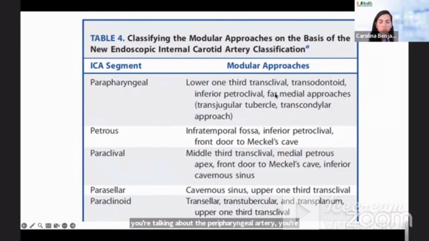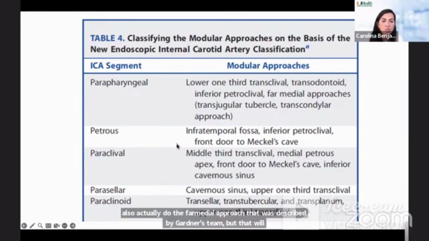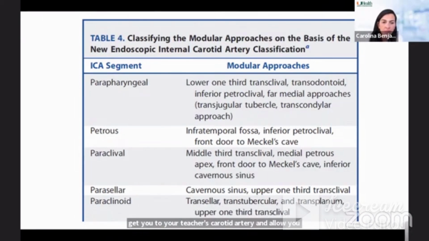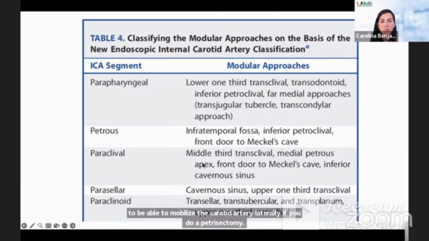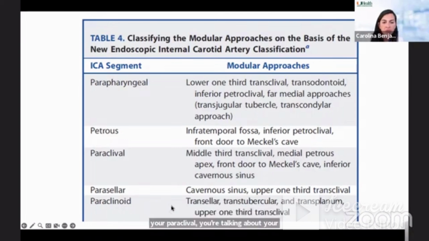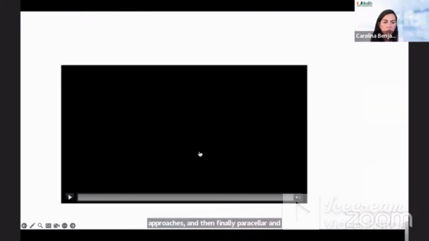If you're doing the endonasal approach, the petrous, you're talking about infratemporal fossa, but you can also do the far medial approach that was described by Gardner's team. That will get you to your petrous carotid artery and allow you to mobilize the carotid artery laterally if you do a petrosectomy. Your paraclival, you're talking about your transclival approaches, and then finally paracellar and paraclinoid, those are going to be your transcellar, transtubercular, transplanum approaches.